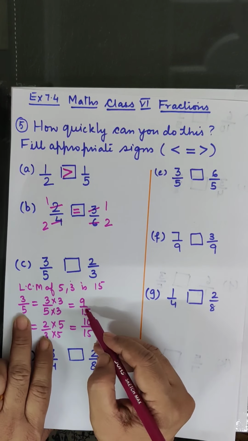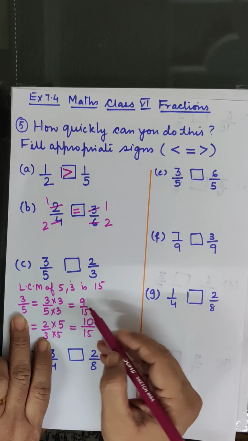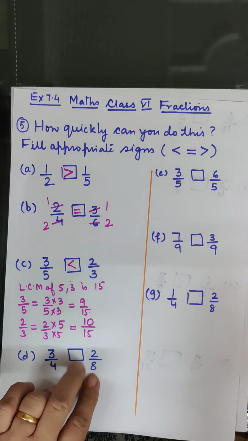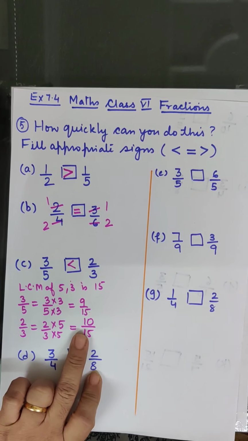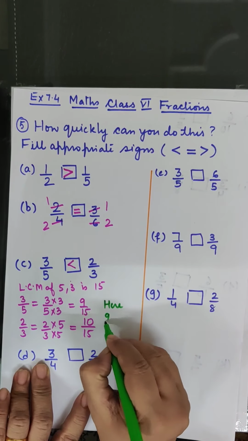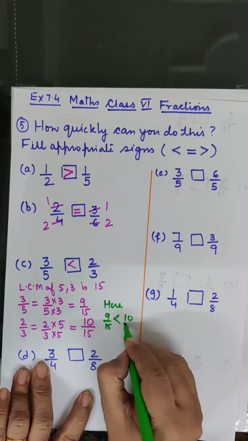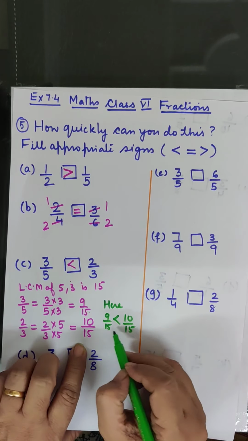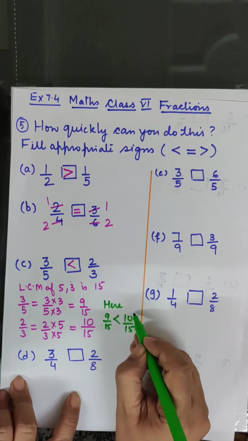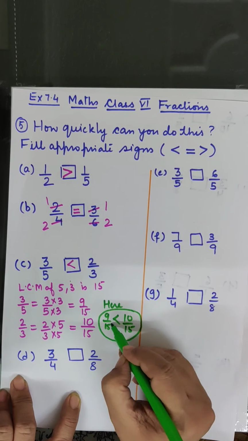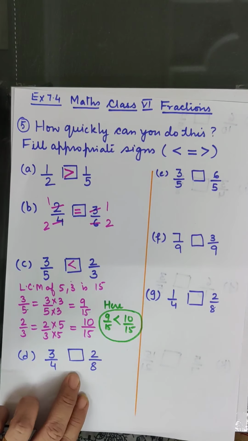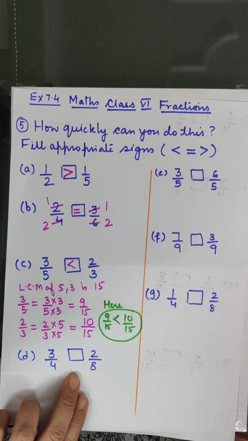अब 9 upon 15 किस में से बना था? 3 upon 5. तो इसका मतलब क्या हुआ? 3 upon 5 is smaller than 2 upon 3. क्योंकि यहाँ पे देखो, here 9 upon 15 is smaller than 10 upon 15. ठीक है ना? क्योंकि ये लाइक फ्रैक्शंस हैं, तो स्मॉलर द न्यूमरेटर, स्मॉलर इज द फ्रैक्शन. तो 9 upon 15 किससे आया था? 3 upon 5 से. तो 3 upon 5 is smaller than 2 upon 3.